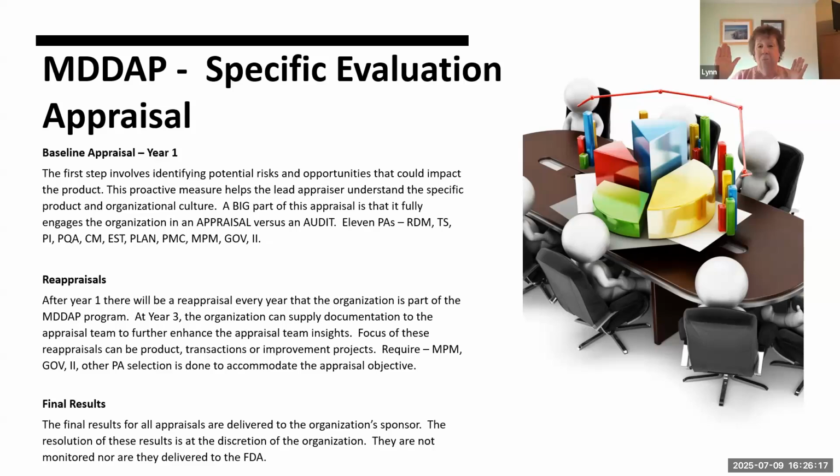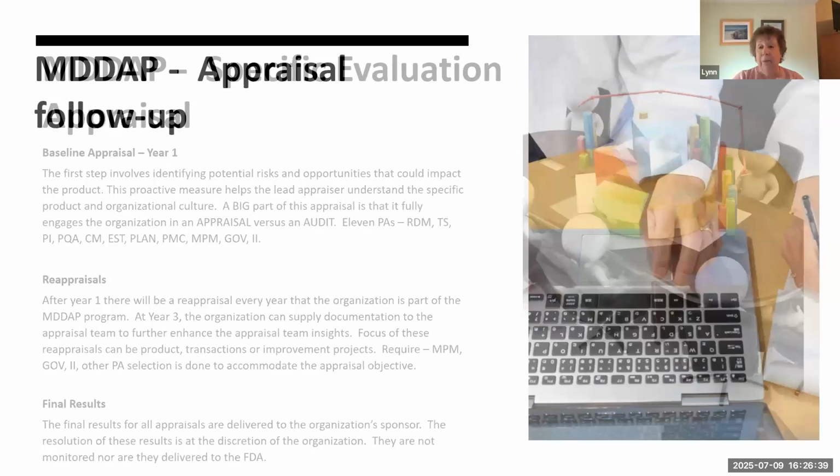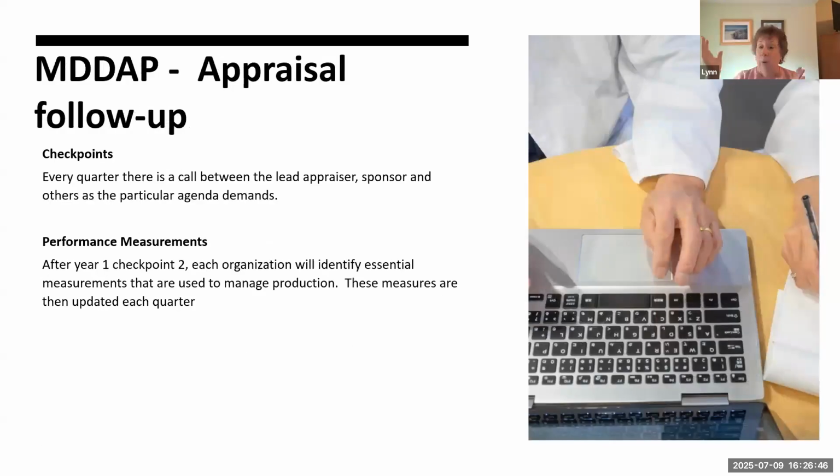We simply give them to you to recognize that we've been there, we've looked at things, we know what could be potential risks for you, but they are strictly yours to do with what you will. And we don't just pop in every year, okay? We do have quarterly checkpoints. So every quarter after that appraisal, we have a meeting. And we generally talk about changes in the organization since the appraisal.